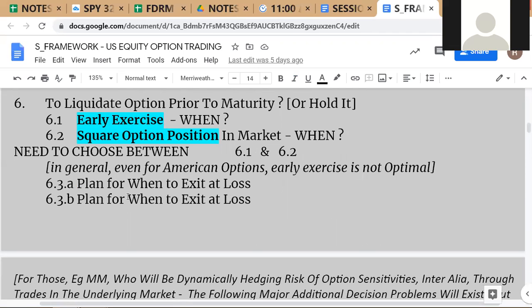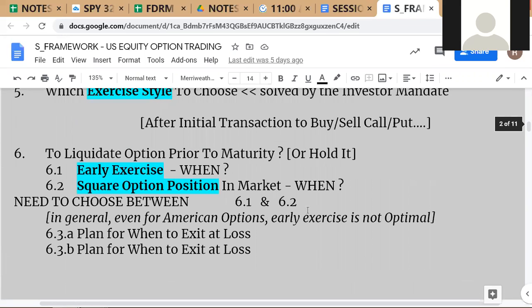Don't say American options, because by American options, people might understand options trading in America. In America, mostly these are American style, but some of the index options are European style. So always say American style or European style or Bermudan style. Okay, so these are some of the additional decision problems.